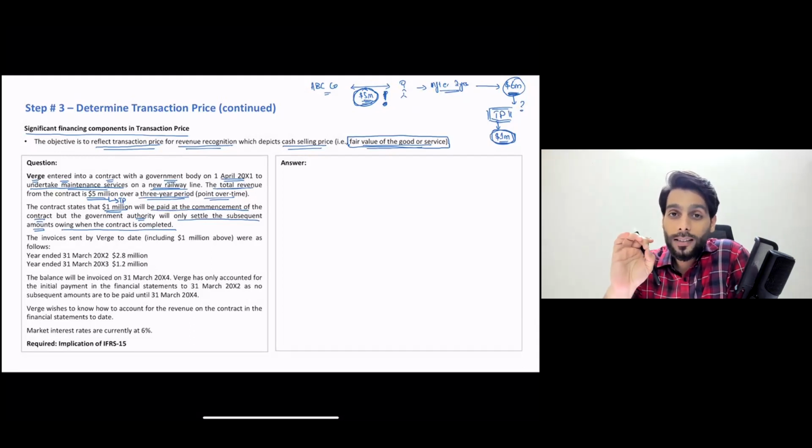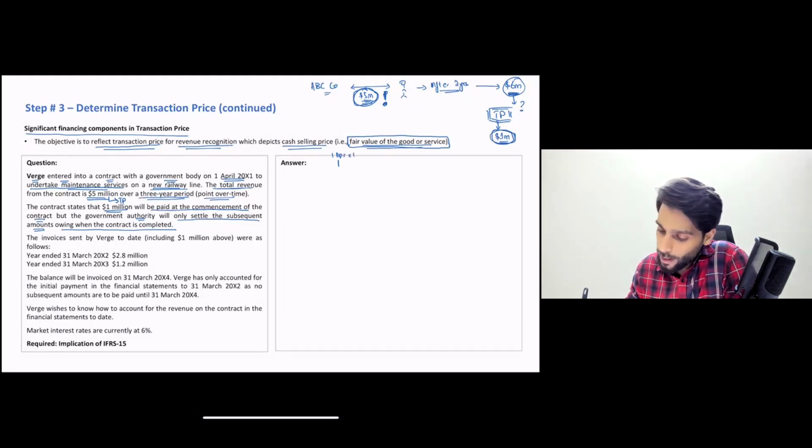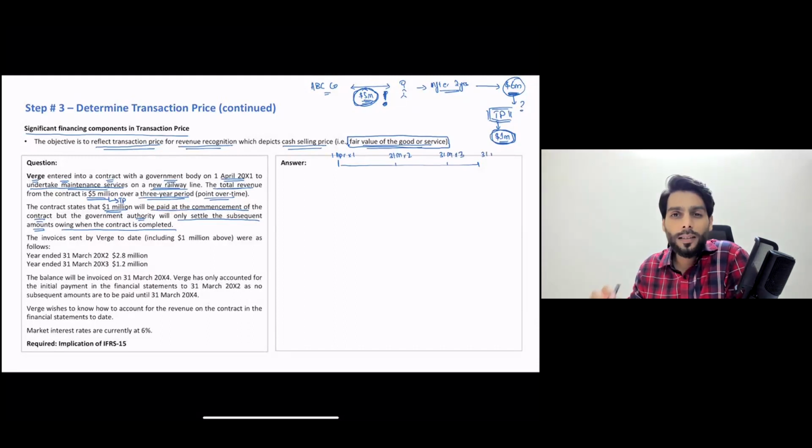Now, here is the true point. You enter into a contract on 1st April X1, which is for 3 years. So the first year end should be 31st March X2, 31st March X3, and then 31st March X4. The government is saying we can only pay you $1 million right now. All right, this is an advance, a 20% advance.